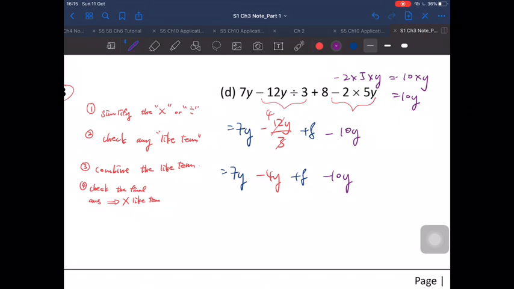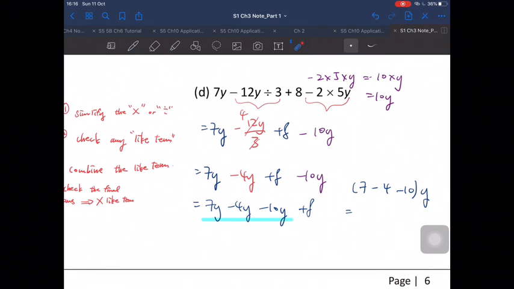Okay. So next part, you have to put the like terms together. For the like terms, you will find that these three are like terms. So therefore, it will be 7y minus 4y minus 10y and then plus 8. These three are like terms. Then you have to calculate the answer. You can think about 7y minus 4y minus 10y as 7 minus 4 minus 10 and then put a y here.